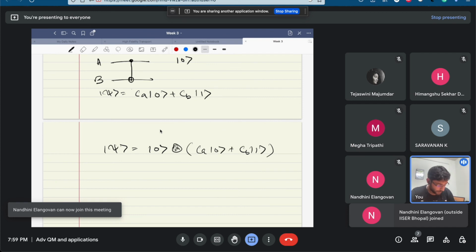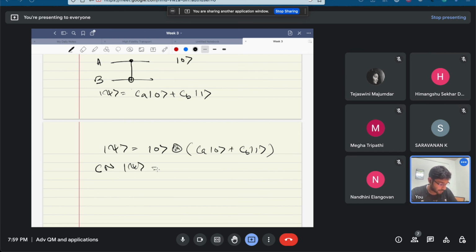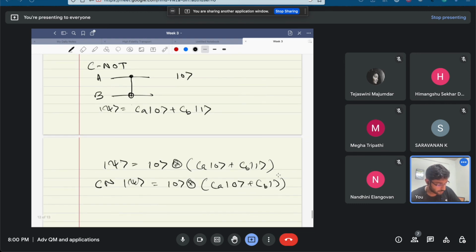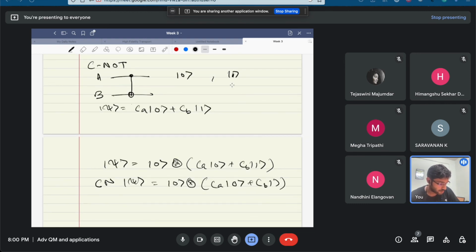Now once you apply this CNOT gate onto this psi, because the control is 0, it does not really do anything on the other side, okay. So it keeps it as it is. But if it would have been 1, then 1 flips the bit, that is, it changes, okay.